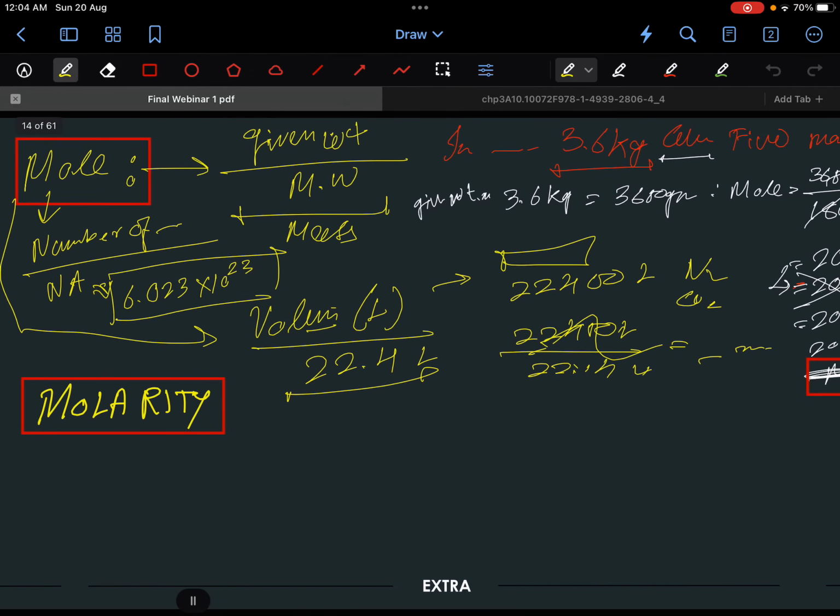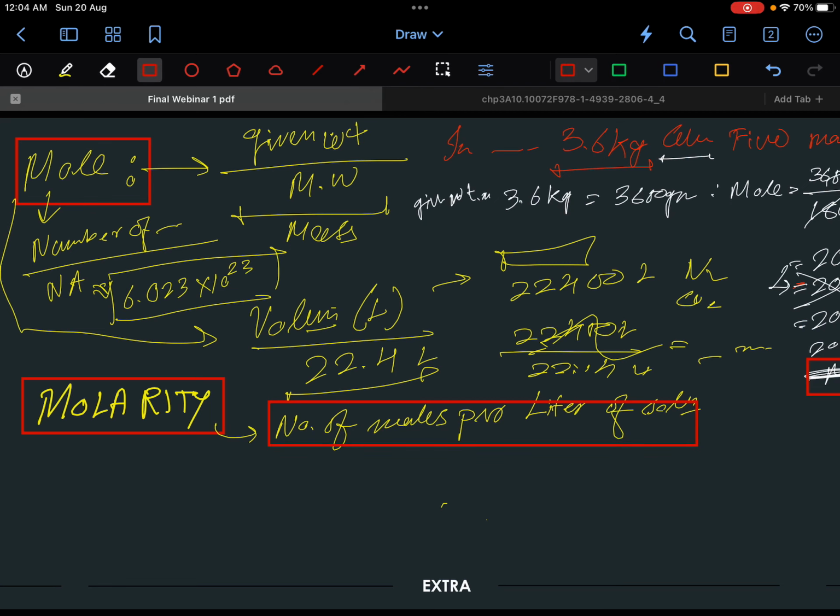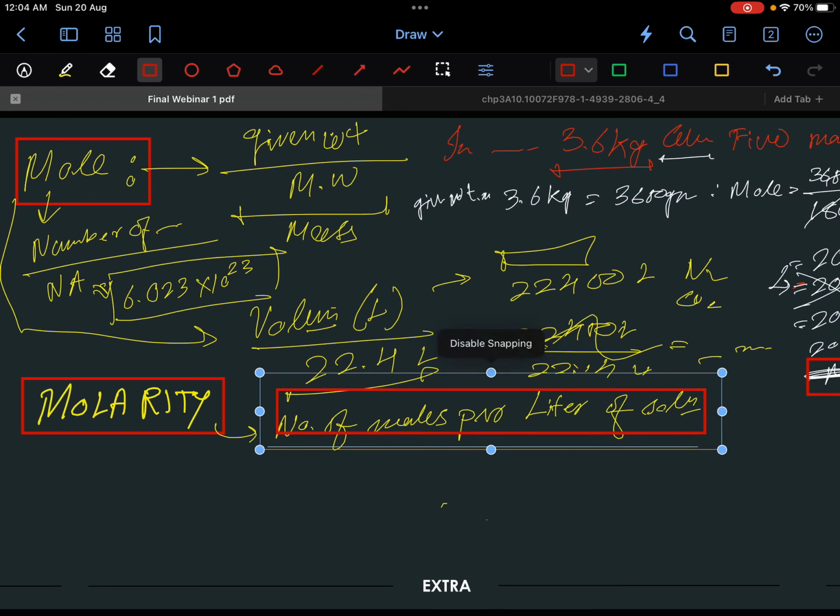So what is the formula? What does the formula become? The formula becomes number of moles per liter of solution. Okay, number of moles per liter of the solution. This is the formula of molarity. This is the concept of molarity.